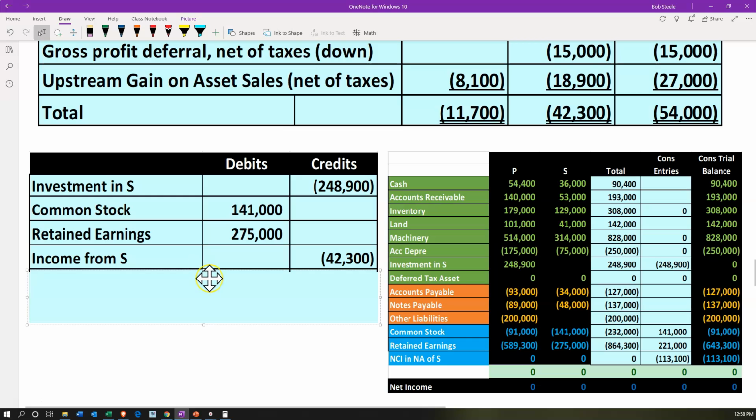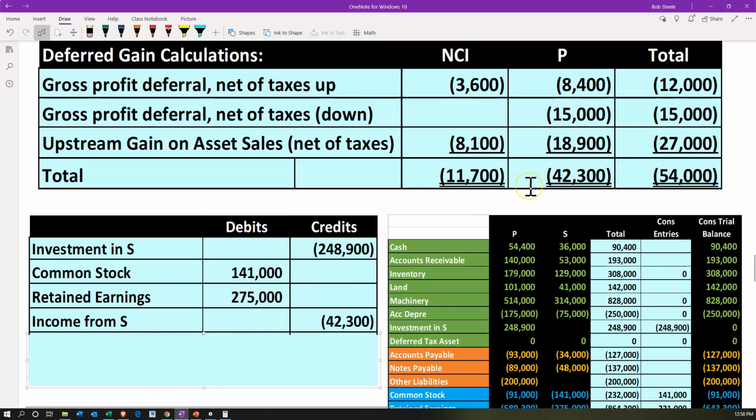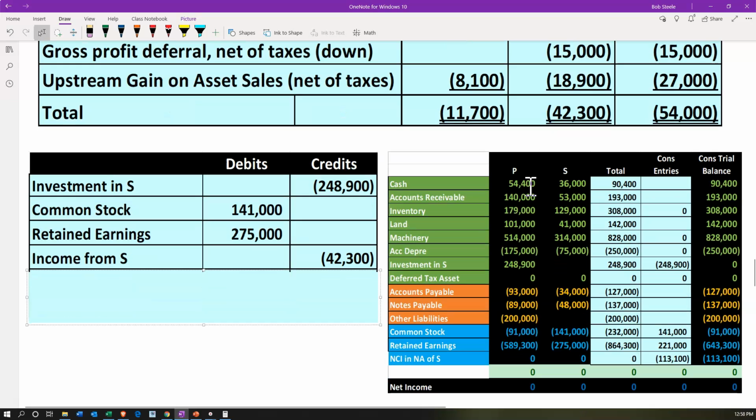So then we have the income from S. Income from S would be down here on the income statement. We're pulling that number, the 42,300, from our table up top. We would be crediting that to our income from S on the income statement. It would then roll into the retained earnings and therefore is included in this number, the 221,000.